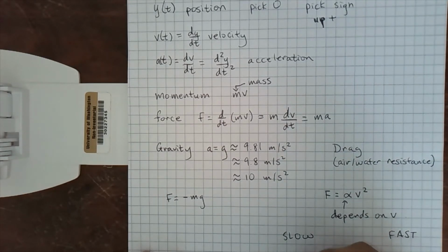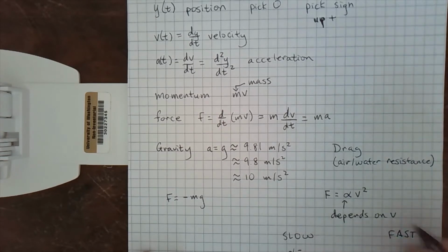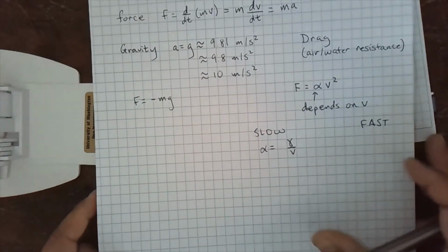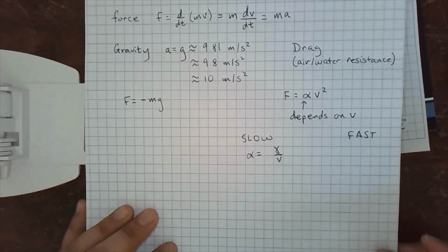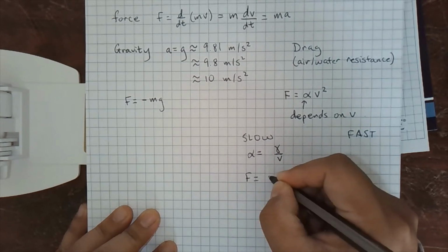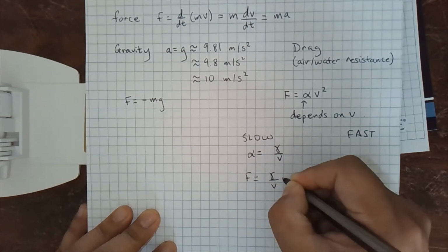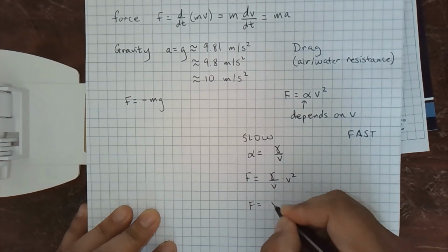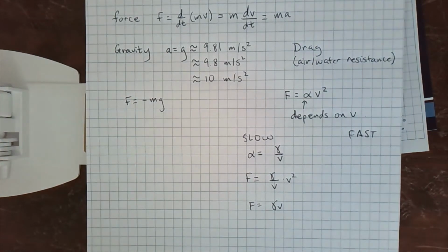So when we're slow, alpha depends on v in this way. It's gamma over v, some other constant. That's off the screen. Some other constant divided by v. It's inversely proportional. So then our f is going to be gamma over v times v squared. One of the v's will cancel out, so f will be gamma v.